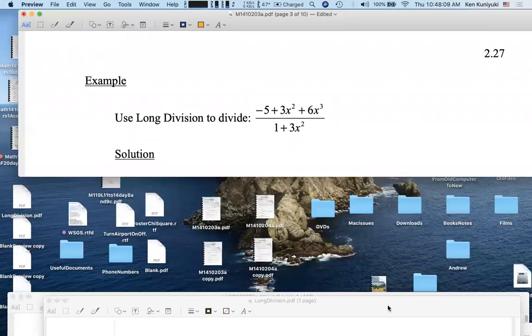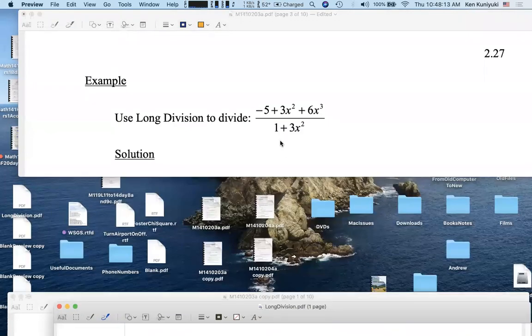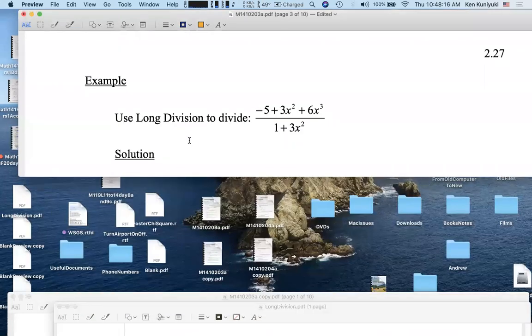Hi, everyone. We are now going to use these ideas in order to work out this problem. We're going to use polynomial long division to divide the top polynomial, the dividend, by the bottom polynomial, the divisor. In 2.6, we're going to look at this as rewriting a rational expression.